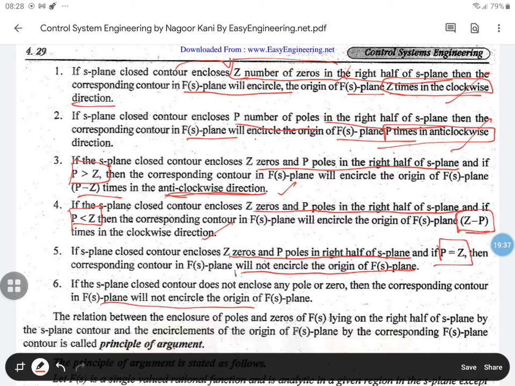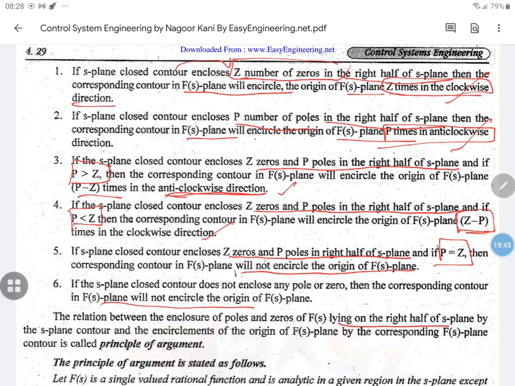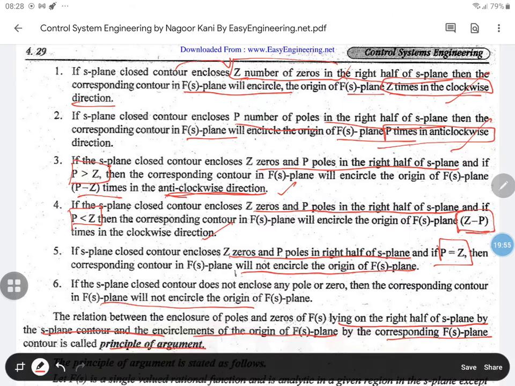So finally, the relation between the enclosure of poles and zeros of f(s) lying on the right half of the S-plane by the S-plane contour and the encirclements of the f(s)-plane by the corresponding f(s)-plane contour is called the principle of argument. So you're relating the S-plane and the f(s)-plane.